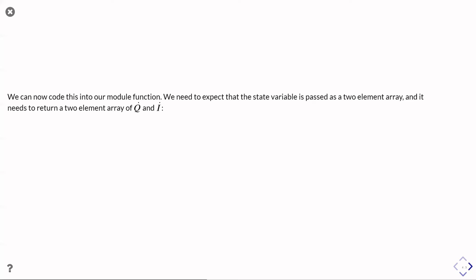Okay, so we now go ahead and we can actually encode this up as our model function. So now the state variable that we're getting in, so in the earlier example, it was just Q, the charge. It's now going to have two things in it. It's going to have the charge and the current. And what we're returning out of our model function is two things. It's going to be the rate of change of charge and the rate of change of current.